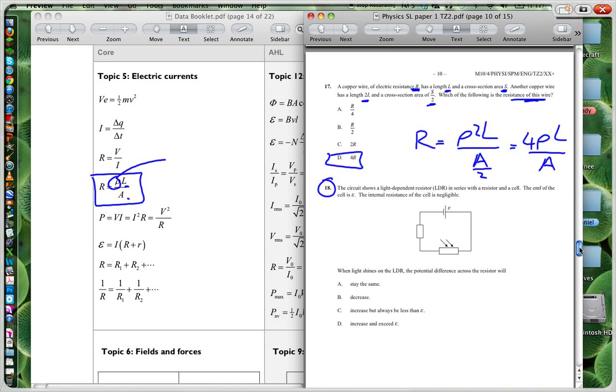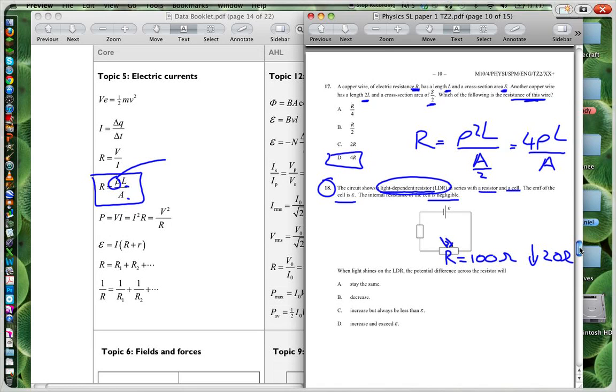For 18, the circuit shows a light-dependent resistor in series with a resistor and a cell. The EMF of the cell is E, and the internal resistance of the cell is negligible. Now, these light-dependent resistors, basically what happens is that the resistance decreases when you have light shining on them. So this may have a certain resistance, say of 100 ohms, but when light is shone onto it, it may drop down to say 20 ohms. So that resistance will decrease.